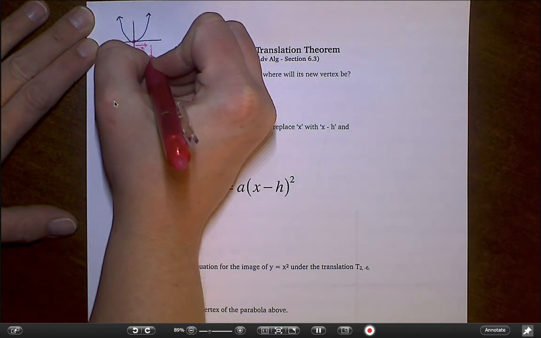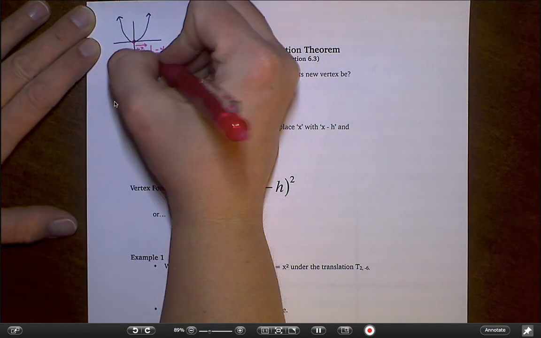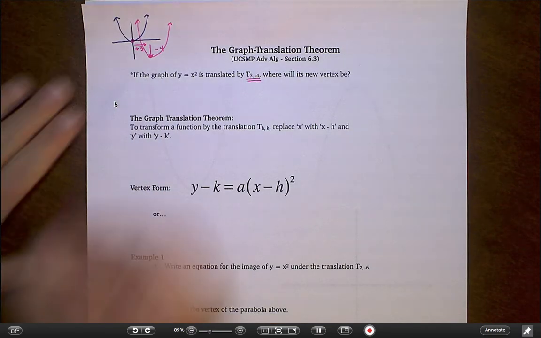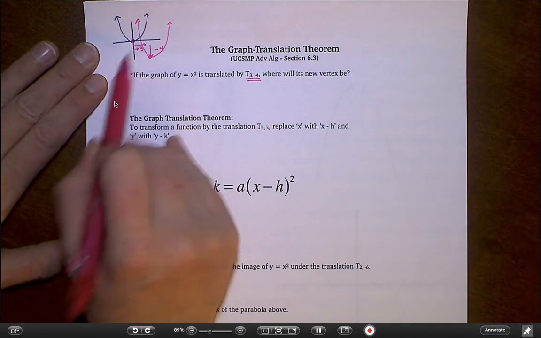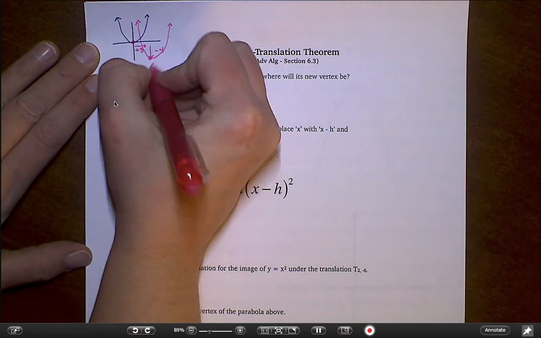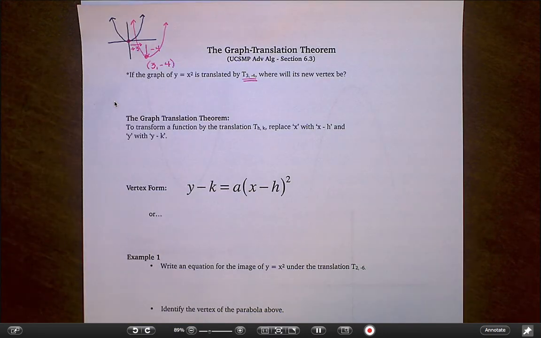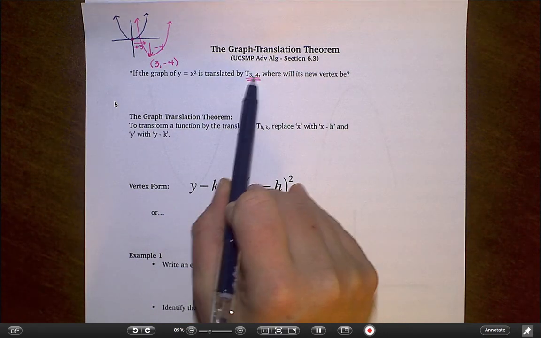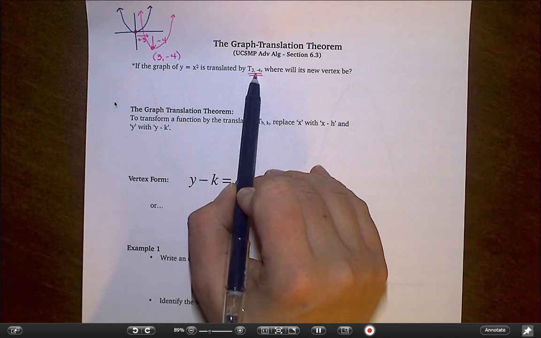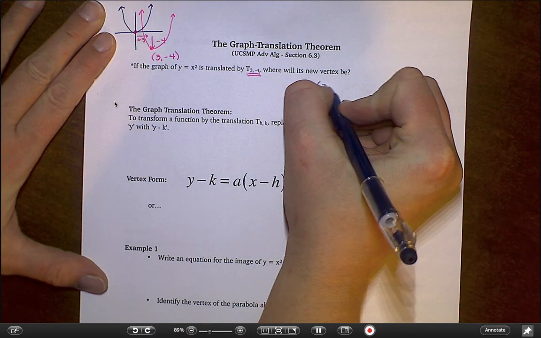So if I translate 3 to the right and 4 down, my new vertex is going to be here, and my parabola will look like this, okay? And so the coordinates of that new vertex point, if you think about how a coordinate plane works, will be 3, -4. So really the takeaway here, because the parent function of a parabola, the vertex always starts at 0, 0, if you perform a translation, the vertex is just going to end up at whatever point is indicated by the translation. Okay, so the new vertex will just be at 3, -4.